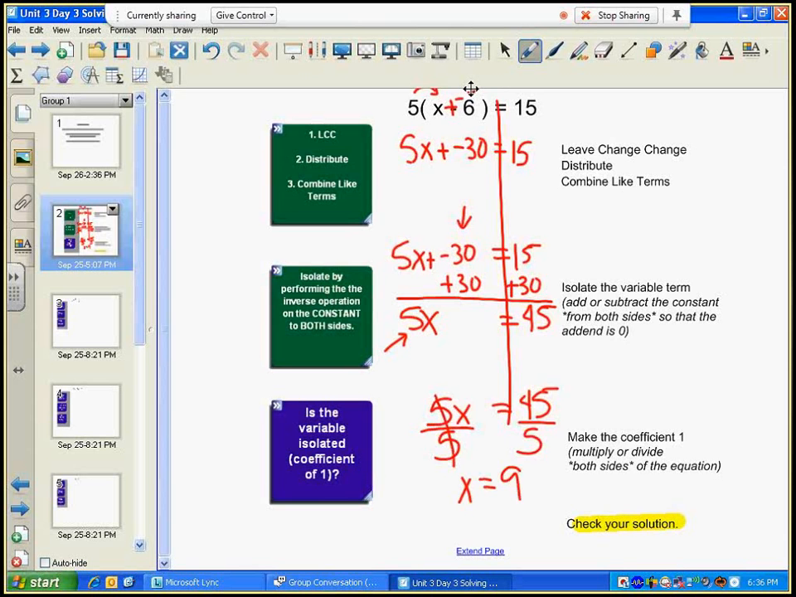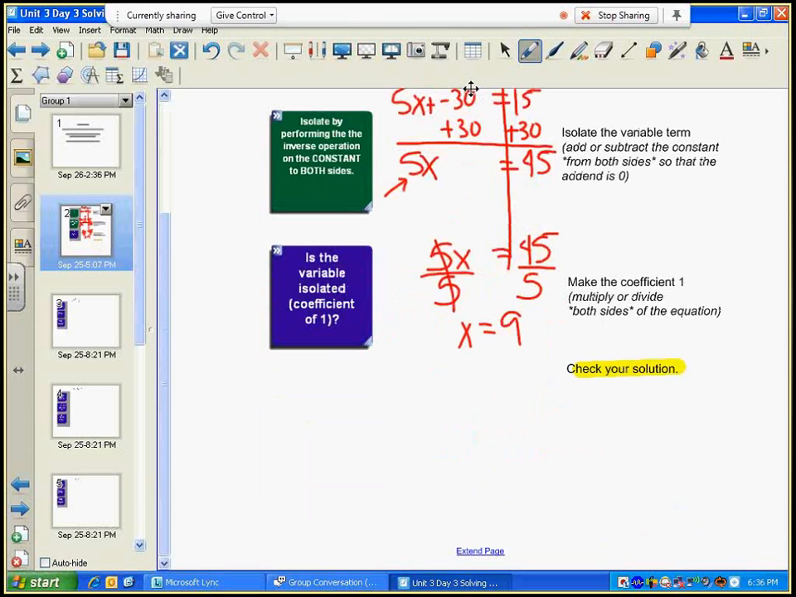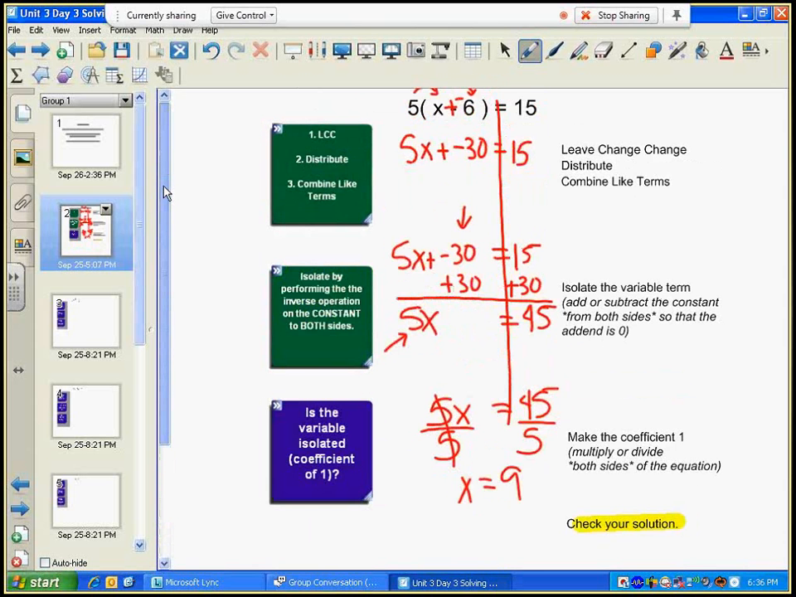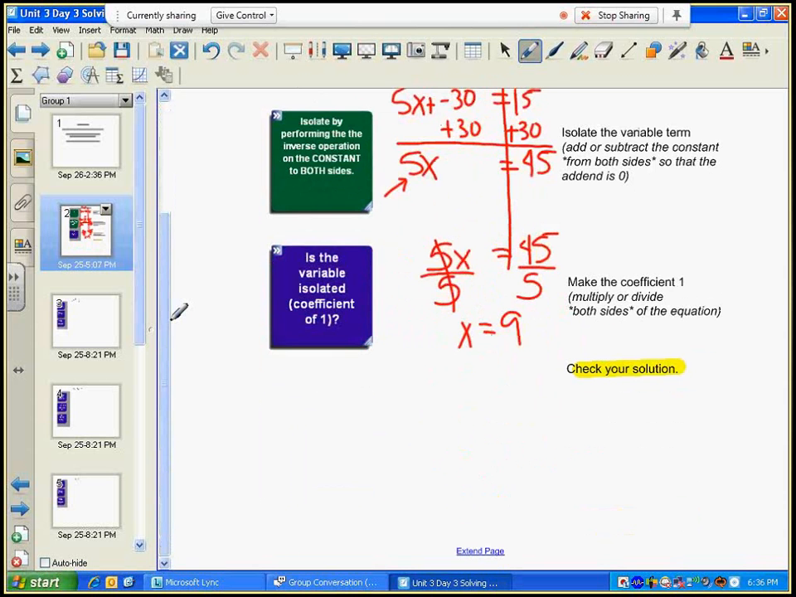All right, I think that's good, but I'm going to check it because I have to. To check my solution, I write my original equation. The original equation was 5 times x minus 6 equals 15.